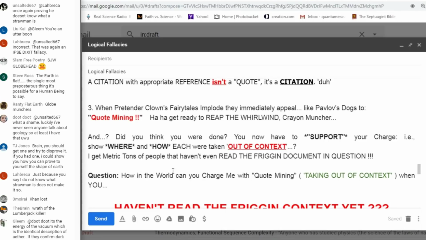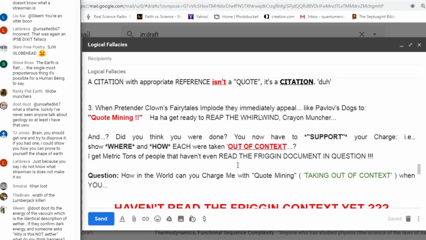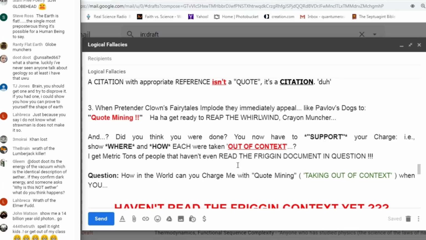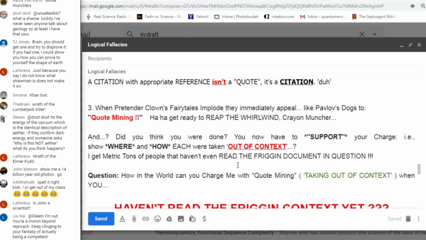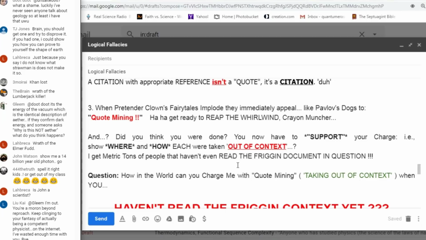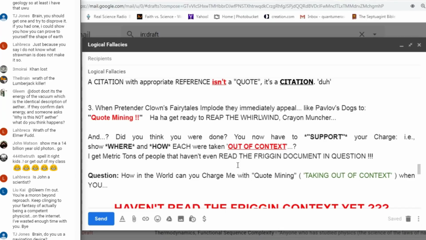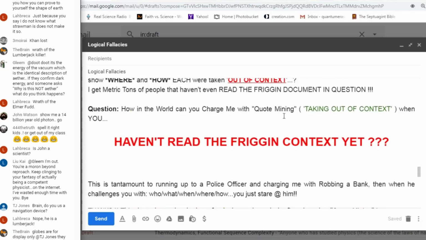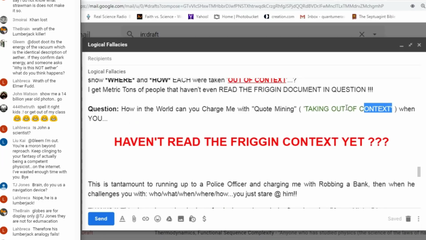So let's continue on this. So in that vein, I get metric tons of people that haven't even read the friggin' document in question and call it quote mining. How can they do that? They haven't even read it. They admit that they haven't read it. They just say quote mine, right? What do they have? Special Evo mind powers or something? Right? How can they not read the context when this fallacy is taking it out of context? It's moronic. That's when I say, how in the world can you charge me with quote mining, taking out of context, when you haven't read the friggin' context yet?